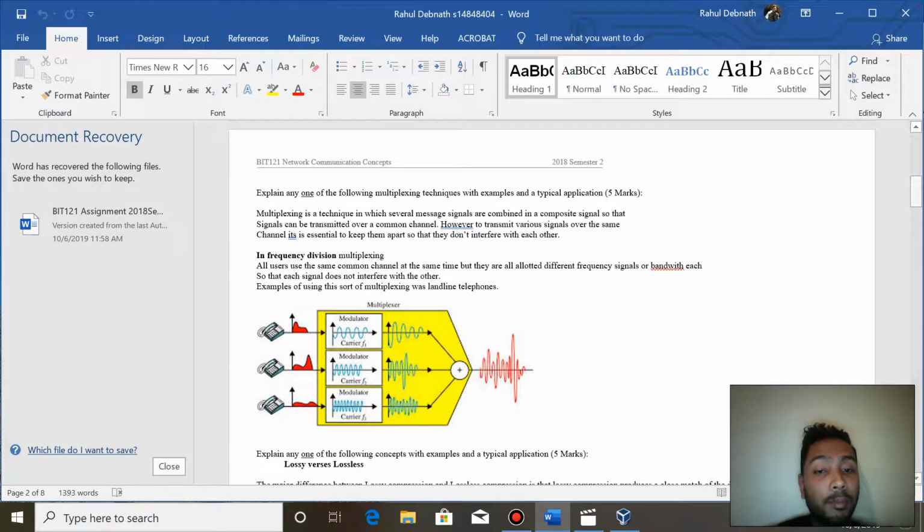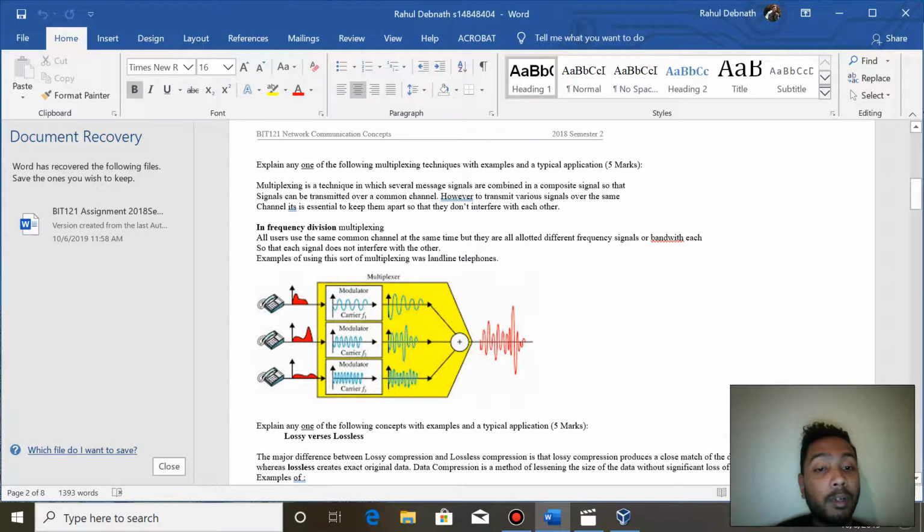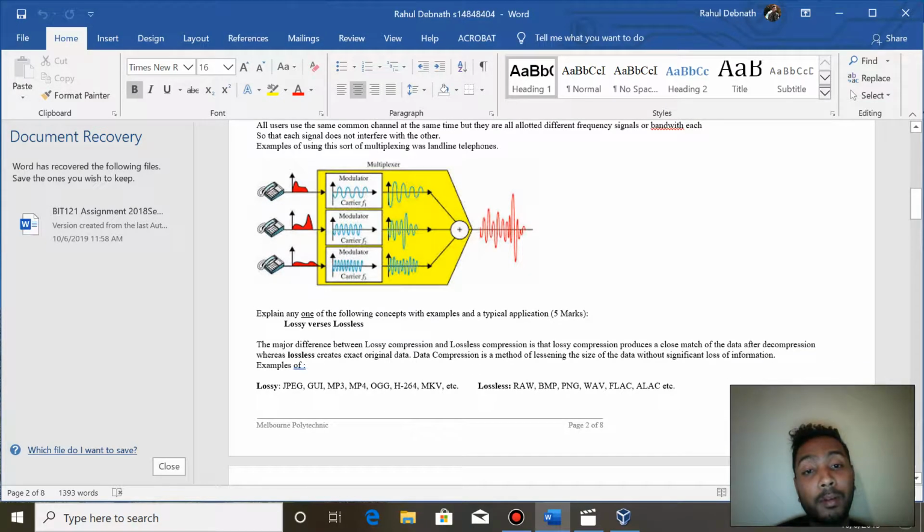As you can see on the diagram, this is how a frequency modulator works. There are three different signals coming from three different phones, and the frequencies of the waves are different because they're far more spaced apart from each other. When you combine all of them, they become one signal, but they do not overlap before that, and therefore we have unique frequencies for each signal. Okay, now I'm going to explain lossy versus lossless.